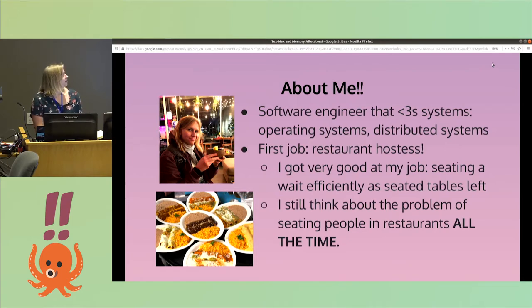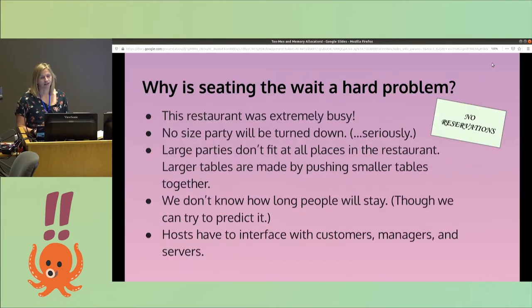And this job taught me a lot, and I got really good at seating people from a wait to tables as people left. And I think about this problem all the time because it's actually kind of hard. We didn't take reservations, and this restaurant was extremely busy. So we would have up to like 40 parties, so like 120 people waiting for a table in a restaurant that only had like 35 tables.